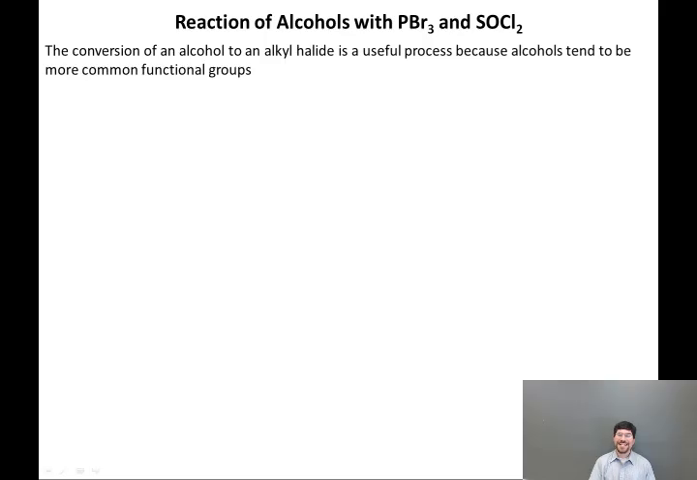In the last lesson, we examined how alcohols can be converted into alkyl halides by treatment with strong HX acid, where X is a halogen. The conversion of an alcohol into an alkyl halide is a useful process because alcohols actually tend to be more common functional groups. In the grand scheme of taking simple starting materials and making complex organic products out of them, you are much more likely to go in the direction of taking an alcohol and turning it into an alkyl halide rather than taking an alkyl halide and turning it into an alcohol.